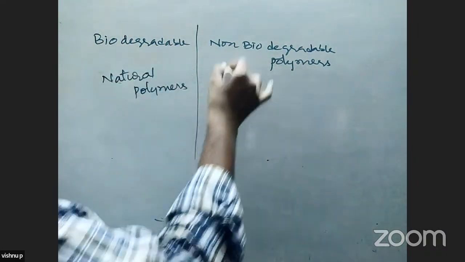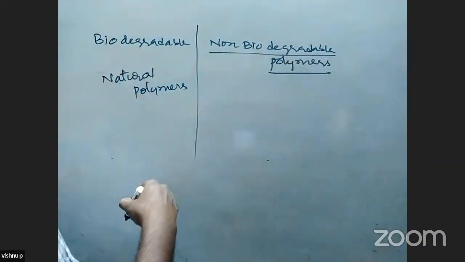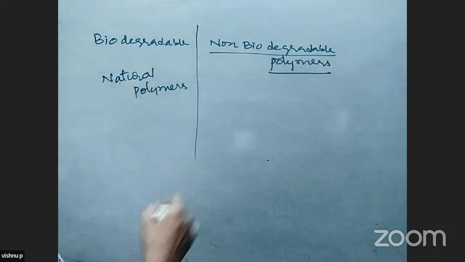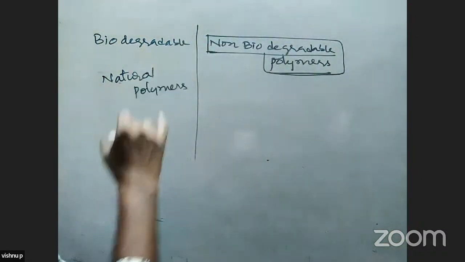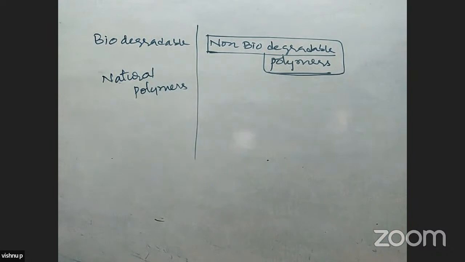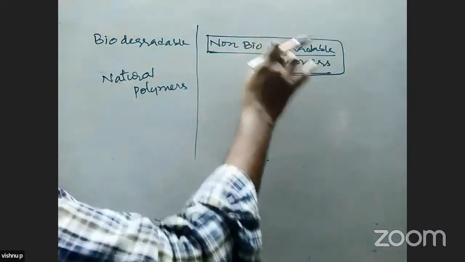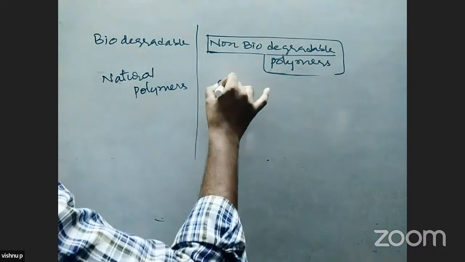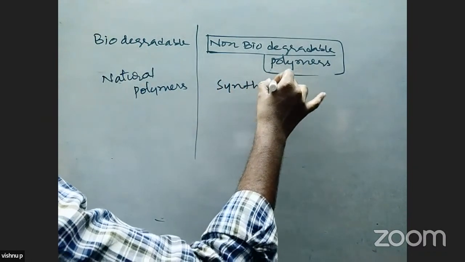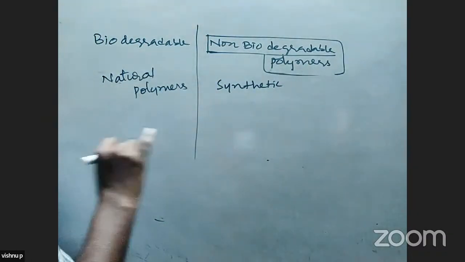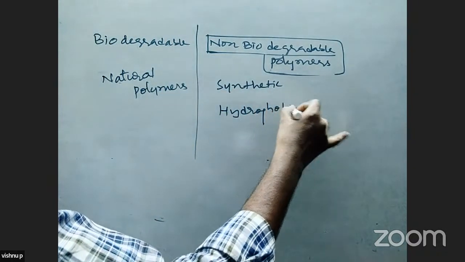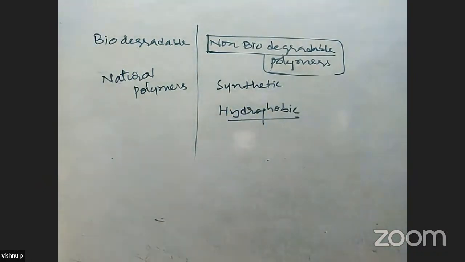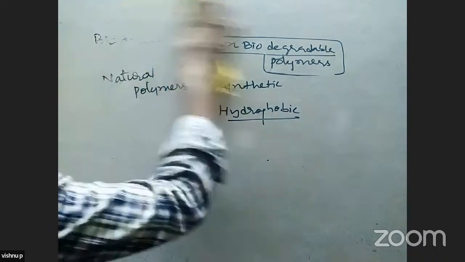Non-biodegradable polymers are not decomposed in nature. Synthetic polymers are examples of non-biodegradable polymers, which contain hydrophobic groups. Okay, the groups which repel water molecules are called hydrophobic groups.